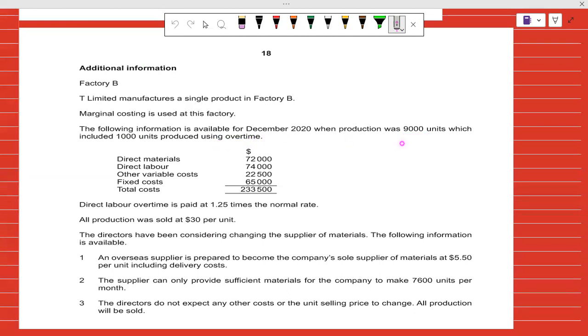It means that 8,000 units they are just producing normally, but for making another 1,000 units, they have to ask their workers, and maybe give some extra wages to their workers to work overtime in factory B. So we have direct material, which is 72,000, and direct labor is 74,000, and other variable cost is this, fixed cost is this, and there is our total cost.